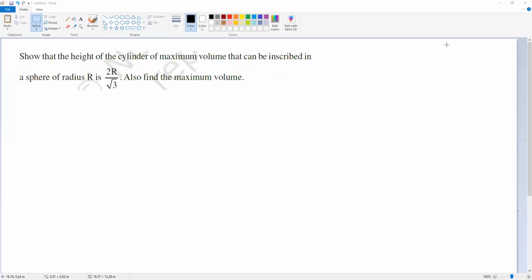Okay, this is the last question we are going to discuss. Show that the height of the cylinder of maximum volume that can be inscribed in a sphere of radius r. So here also you can see that the height of the cylinder of maximum volume that can be inscribed in a sphere of radius r. That means the sphere is fixed.